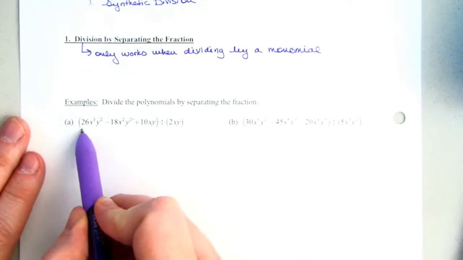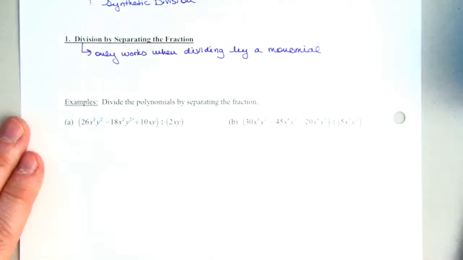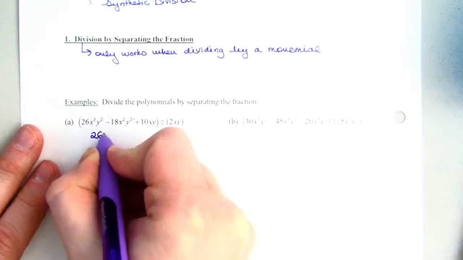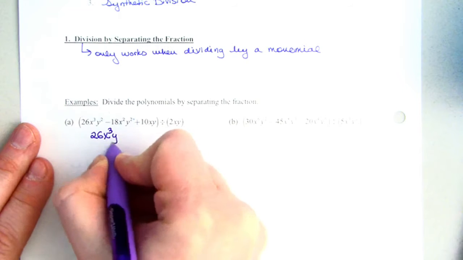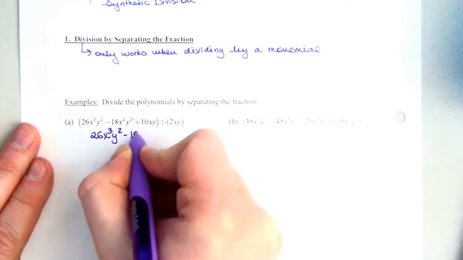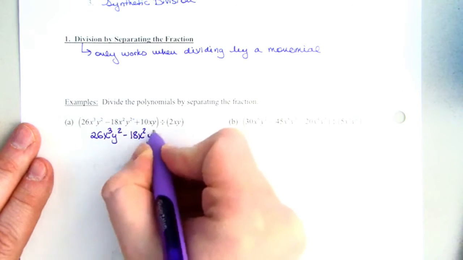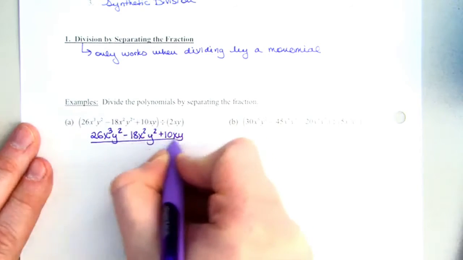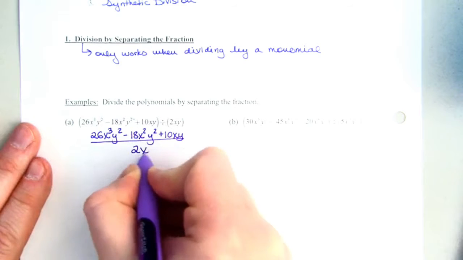Letter A, I want to divide this polynomial by 2xy. First I'm going to write it in another form. Division problems really are just big fractions. So I'm going to write it as a big fraction. I'm going to say this whole thing is getting divided by 2xy.